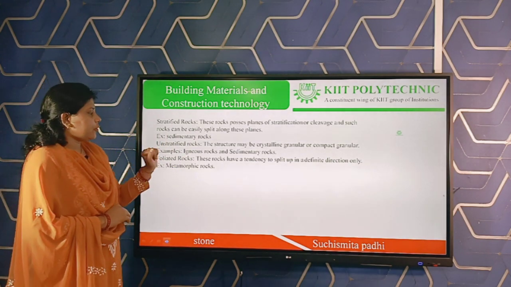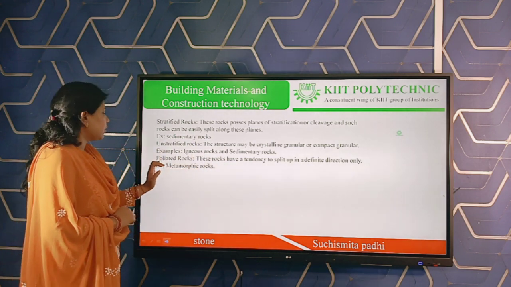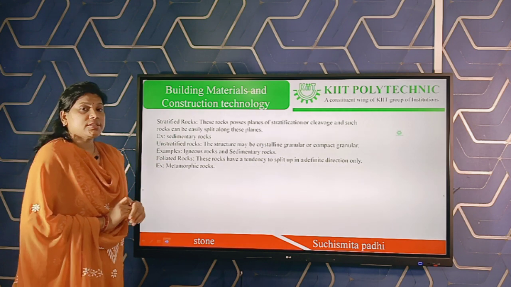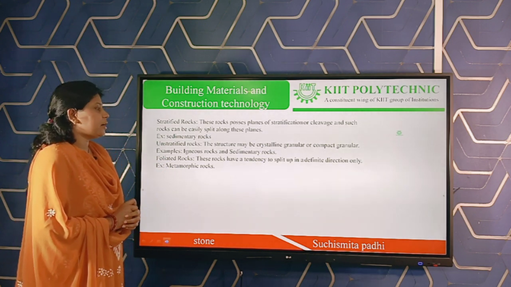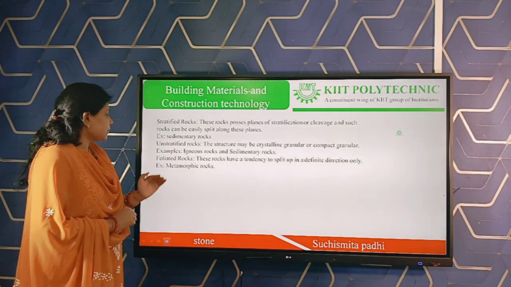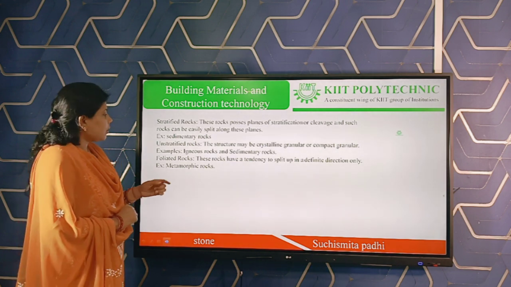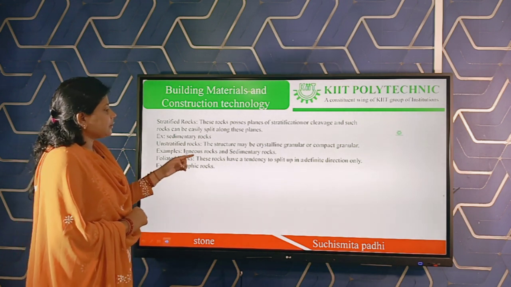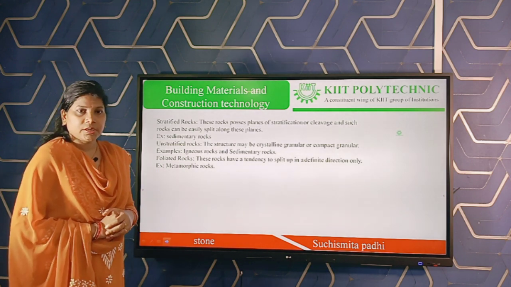Next is foliated rock. These rocks have a tendency to split in a definite direction. A foliated rock is a rock which has a tendency to split off in a definite direction only. When you apply pressure, that rock splits in a definite direction. The example is metamorphic rock.